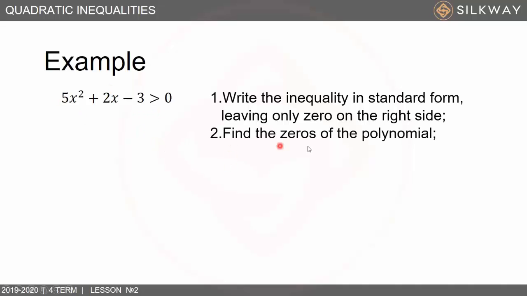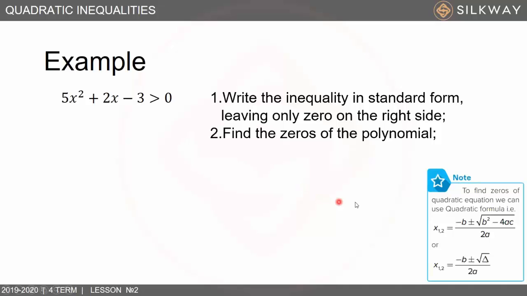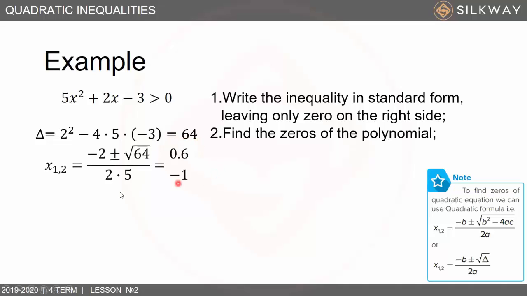Then, find the zeros of the polynomial. To do this, we can use the quadratic formula. Let's use this: 2 squared minus 4 multiplied by 5 multiplied by minus 3 will be 64. And then our roots, our zeros, will be 0.6 and minus 1.